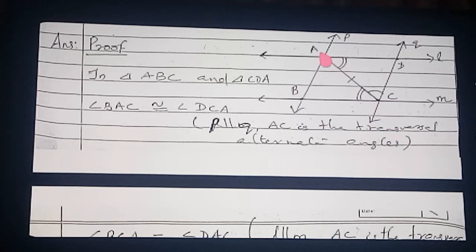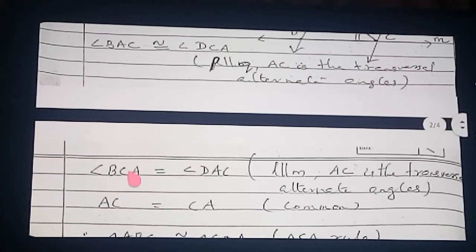BCA. BCA is formed between which parallel lines? This L and M are parallel, and which is the transversal? This is the transversal, same. Therefore angle BCA, then which angle? Angle DAC. So listen here, BCA is congruent to DAC, and then AC and CA are the common side.